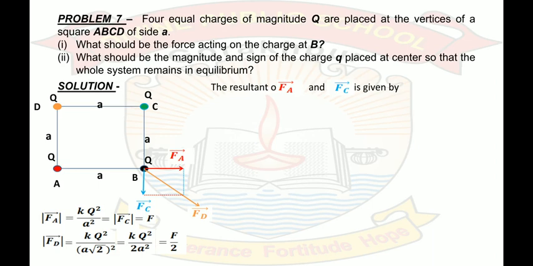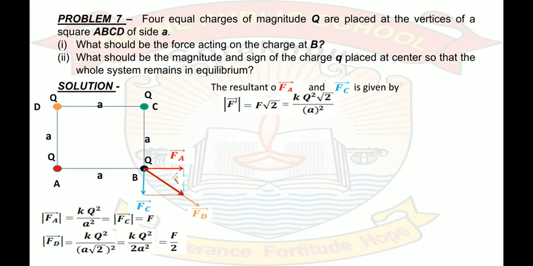Let us draw the parallelogram for Fa and Fc. Here we have drawn a red line, then a blue one, and the resultant will be, say, F dash. So the magnitude of F dash is given by F root 2. For two perpendicular vectors of equal magnitude, the resultant is given like this. The value of F is equal to kq squared upon a squared, so F dash is kq squared root 2 upon a squared. It is in the same direction as Fd is.